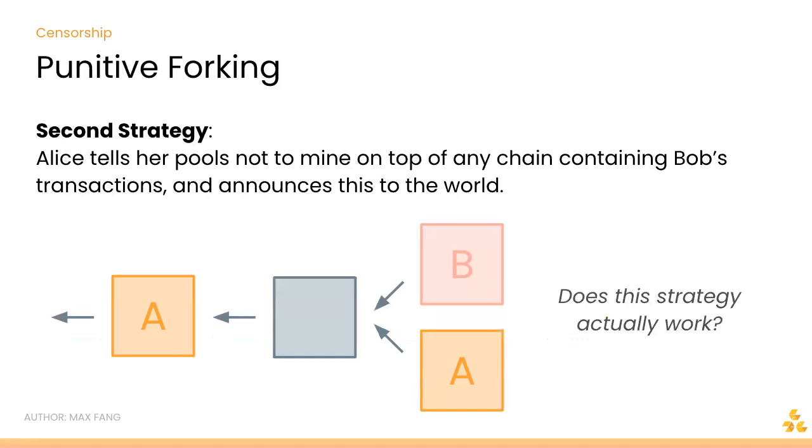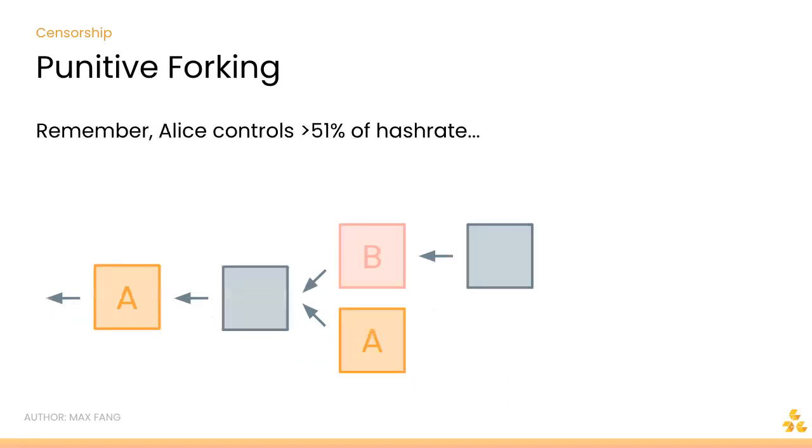But I guess the next strategy would be punitive forking. With punitive forking, essentially Alice tells her pools not to mine on top of any of Bob's transaction chains and instead make a fork. Tiffany talked about this earlier, but basically we're going to split this pool into blocks that have Bob's transactions and then this new fork with Alice's transactions. And because Alice has 51% of the hash rate, this would actually work well.